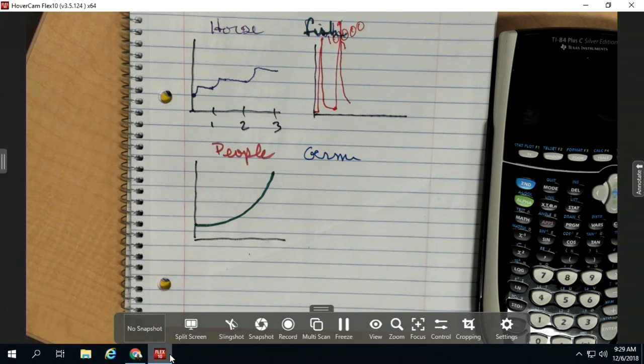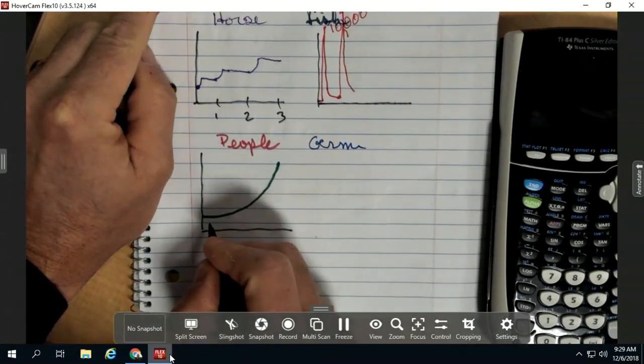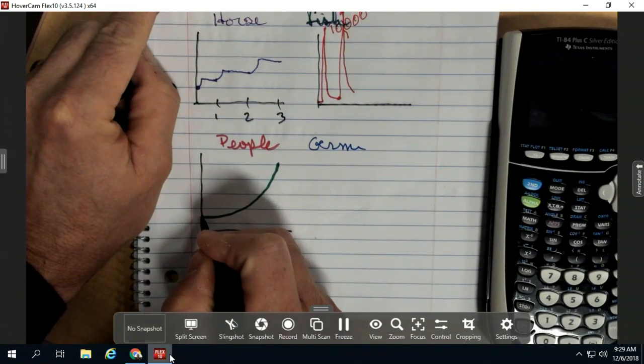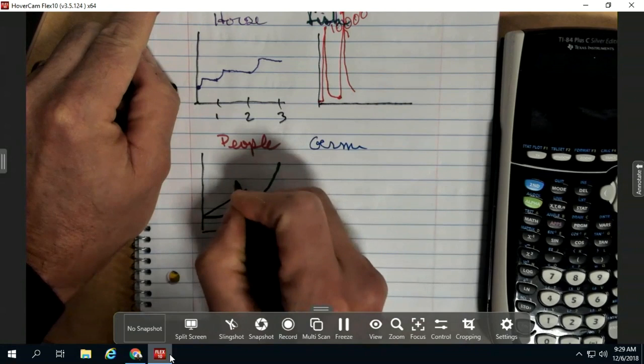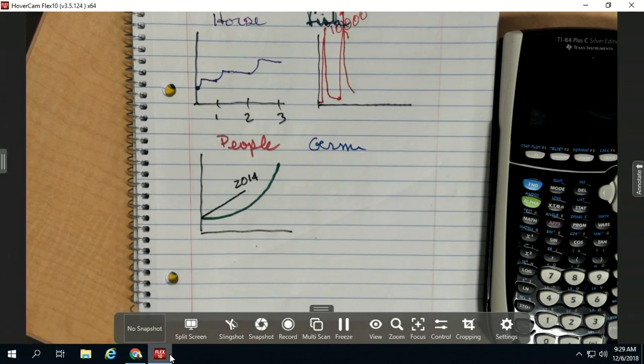Does that mean that most people are born in December? No. Would you agree the population of people, people just are born at any time through the year, and the population is going to increase like that. Now, that is if people's population is exponential. Here's what's happening in the United States. Here is 2014. The population of the United States has been growing linearly since about 1955, right around there.